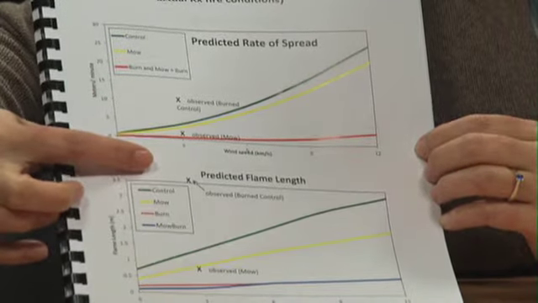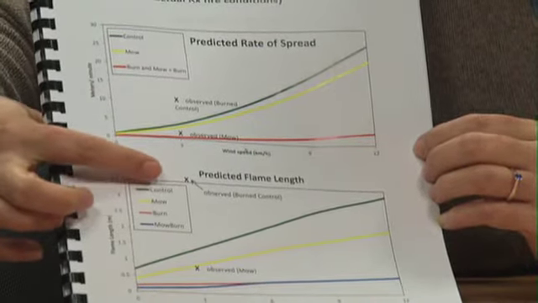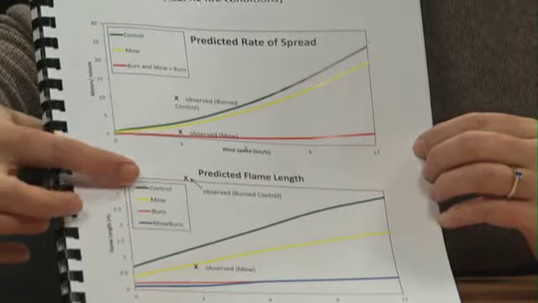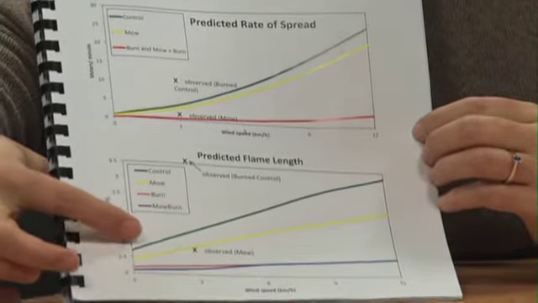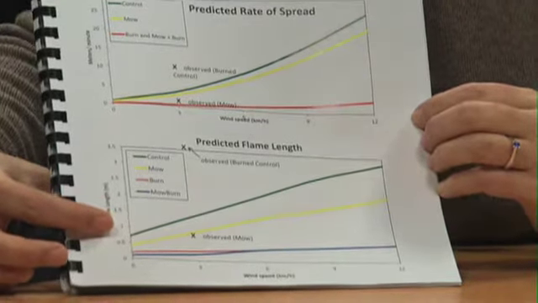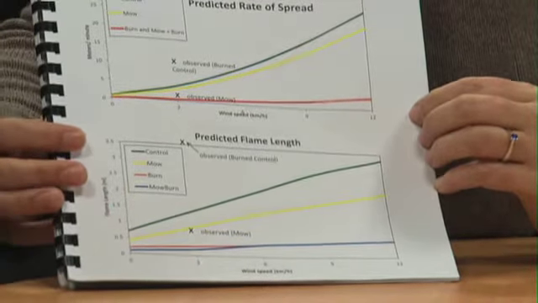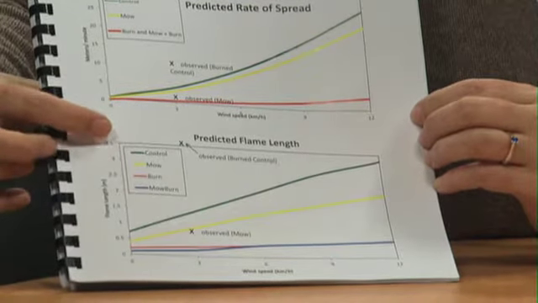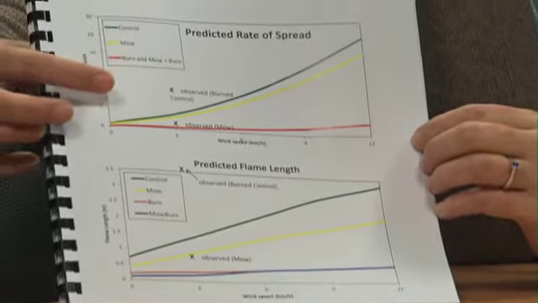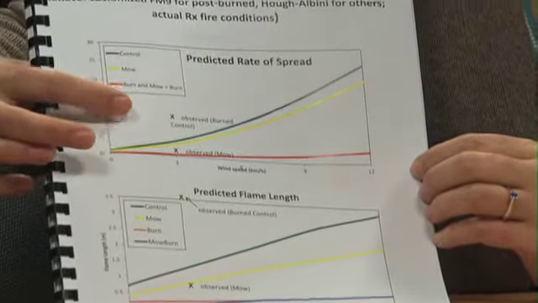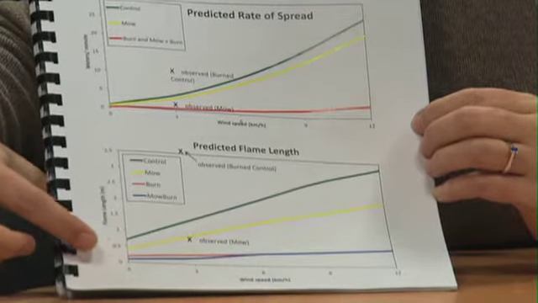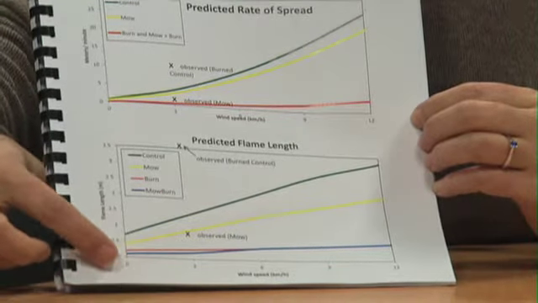Wow. And our observed control, once we burned it, had much higher flame lengths than what we expected to see based on the predictions in the model. So we have these 11-year sites that had no treatment and were burned. We got pretty high flame lengths, a lot of crown scorch, and pretty high rates of spread in comparison to the areas that had been first burned and mowed and then burned.